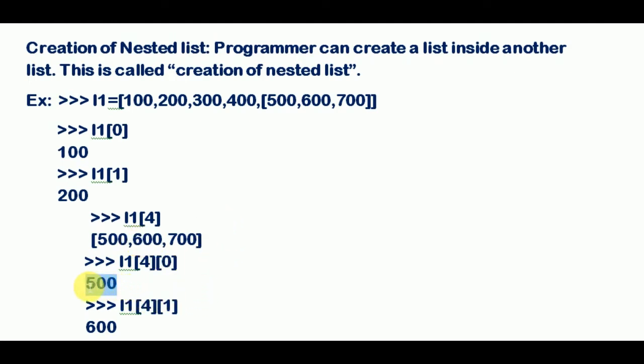So here we use L1 of 4, 0. This is the first string, first list index number, and this is the second list index number inside the fourth list. Same here, L1 of 4 and 1. So first position inside the fifth location. So here, at the fourth location, we have the value 600.